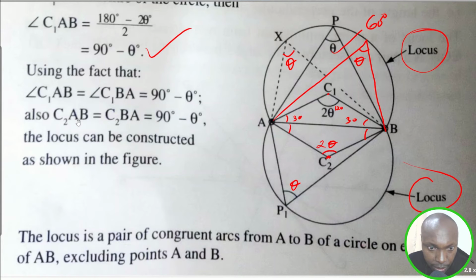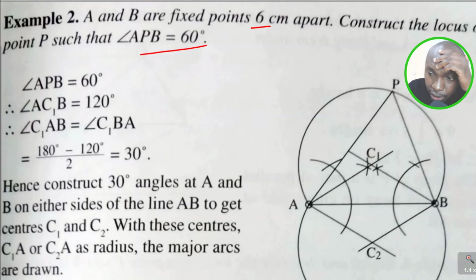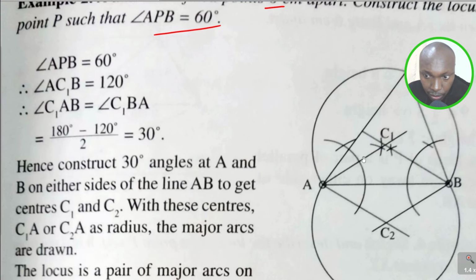So after doing that, I think we can try to solve this example that is here. Example on constant angle loci. A and B are fixed points 6 centimeters apart. Construct the locus of point P such that angle APB is equal to 60. So this is constant angle loci. So first thing, you're going to draw that line AB, which is 6 centimeters. Here it is, AB 6 centimeters. Let me bring it closer here.